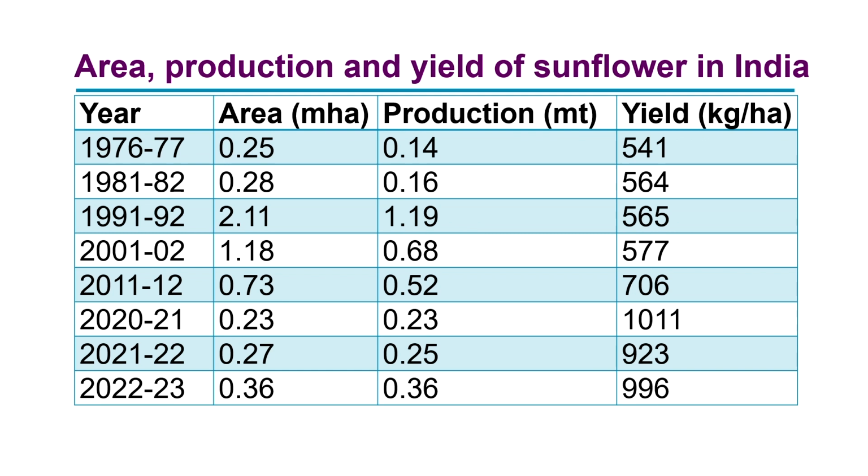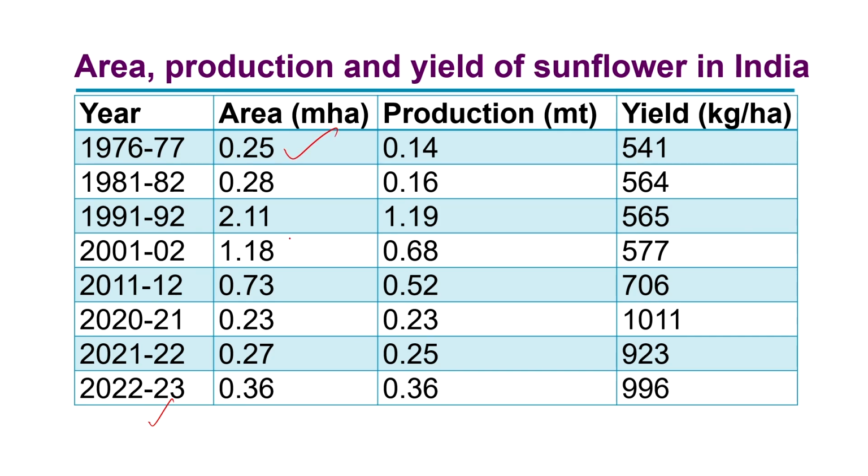Now, area, production and yield of sunflower in India. In the first column we have year, 1976-77, and it goes up to 2022-23. You can check here, and then area in million hectare. In 1976-77 area was just 0.25 million hectare.